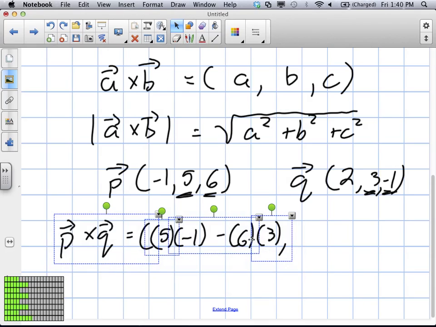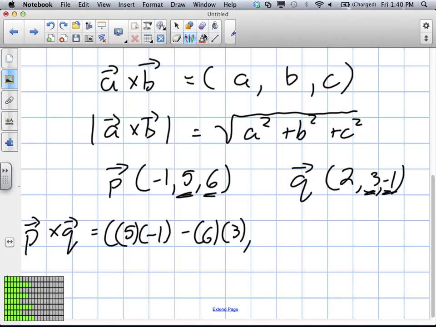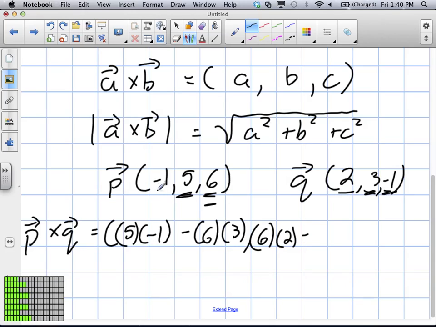We need to make room here. Our second term is A3, which is 6, times B1, which is 2, subtract A1, which is negative 1, times B3, which is negative 1. That would be our second term. And finally, our third term is A1, which is negative 1, times B2, which is 3, subtract A2, which is 5, times B1, which is 2. If you notice, I underlined every single point twice. All of the points are used twice when using the cross product.